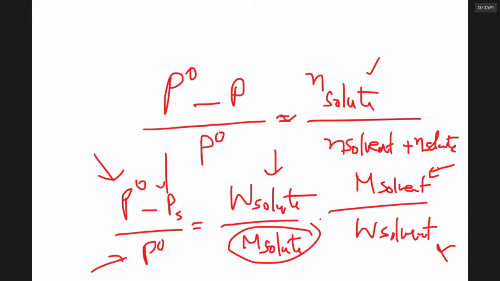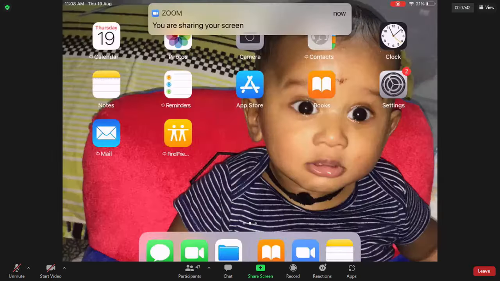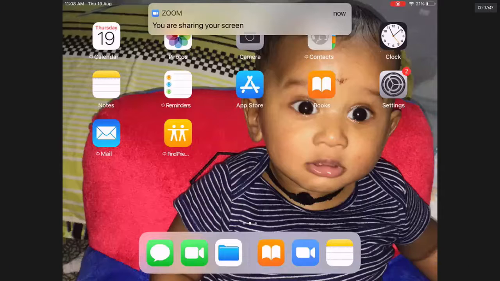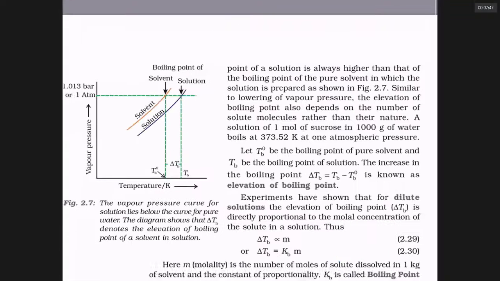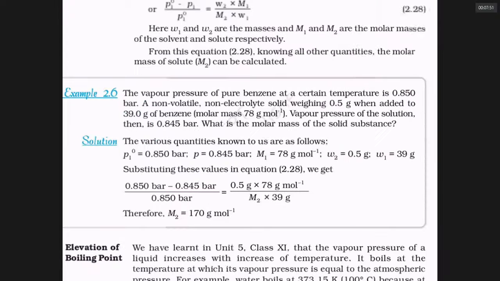Yes, sir. Now let us directly see the application of this idea. We have just solved a problem in the NCERT book, and then we go to the next. Look at this problem, sir. Is it within our reach?